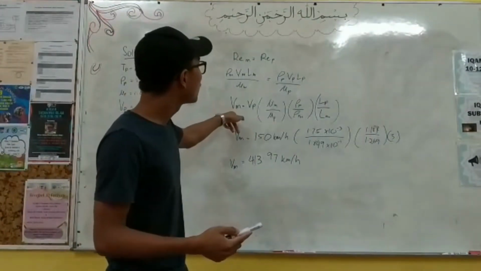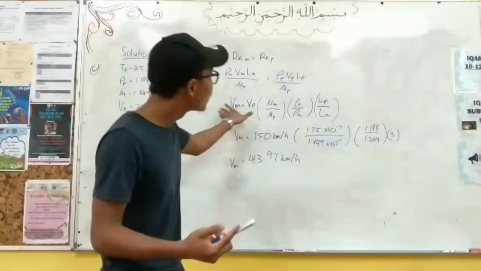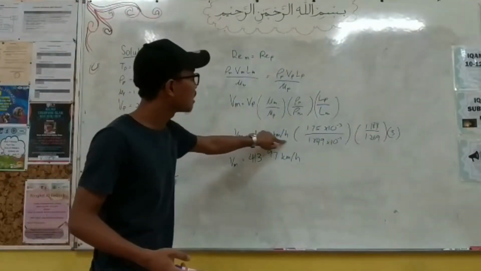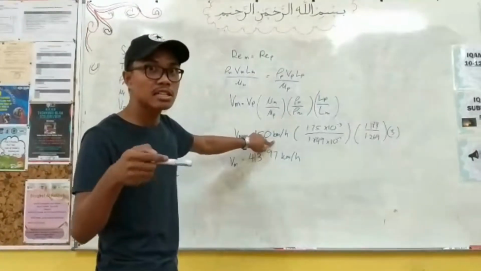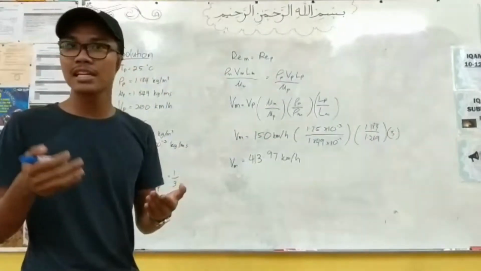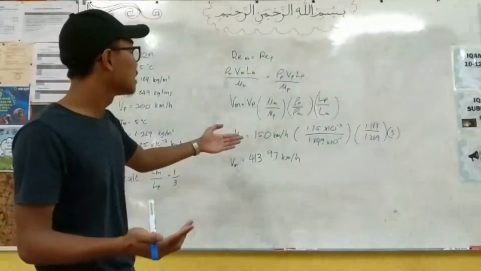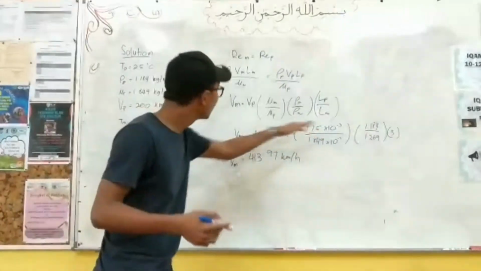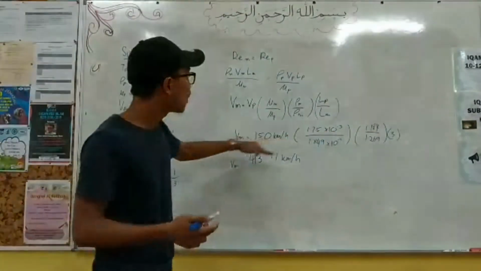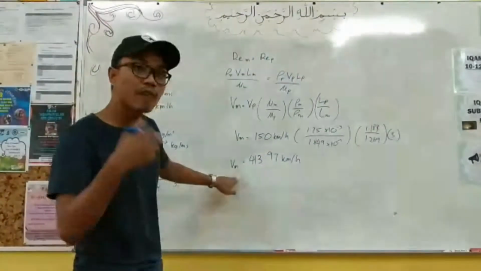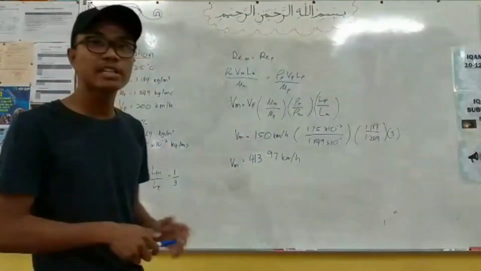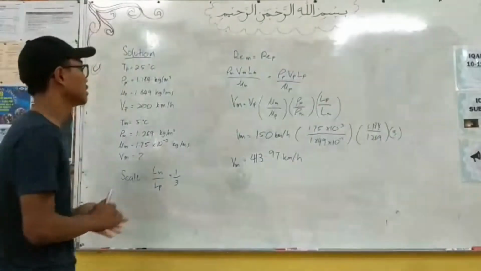After we rearrange the formula, we get this. Then plug in here. This is why we do not change the unit from kilometer per hour to meter per second, the SI unit. It's because when we plug in all the values, the units will cancel out. So after calculating all the values, the final answer is 413.97 km/h. Thank you.